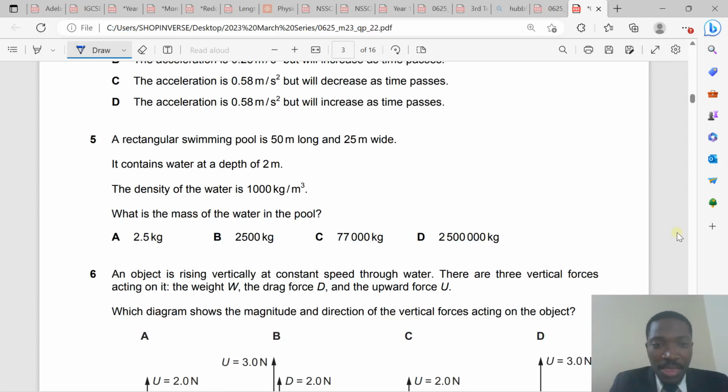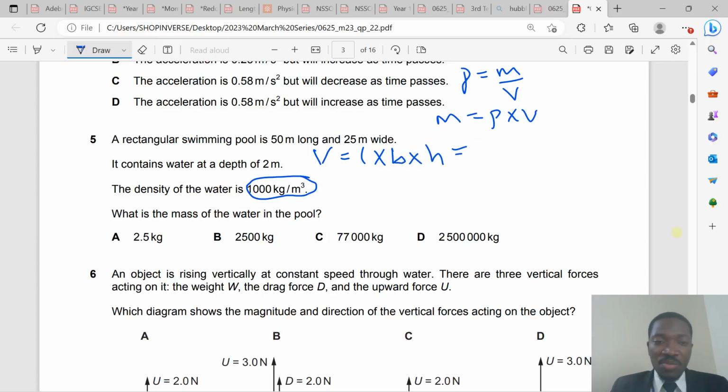Do not forget that density is equal to mass divided by volume. So if you want to get mass, you say mass is equal to density multiplied by volume. In this case, let's remember that density of water is 1,000 kilogram per meter cube. And what's the volume? The volume will be the volume of the rectangular swimming pool, and that will be length times width times height.